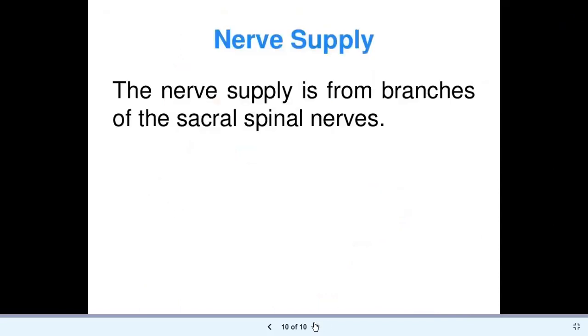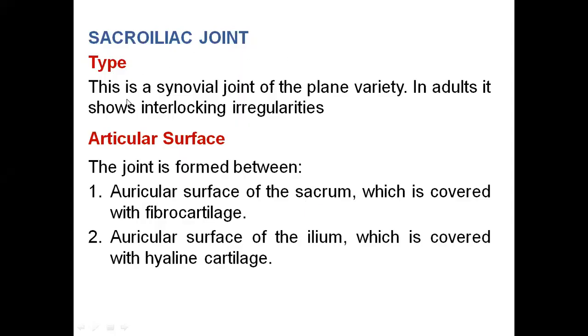Okay. So the nerve supply to the sacroiliac joint comes from the branches of the sacral spinal nerves. The sacroiliac joint is a synovial joint of plane variety. In adults, it shows interlocking irregularities. The joint is formed between the auricular surface of the sacrum, which is covered with fibrocartilage, and the auricular surface of the ilium, which is covered with hyaline cartilage.